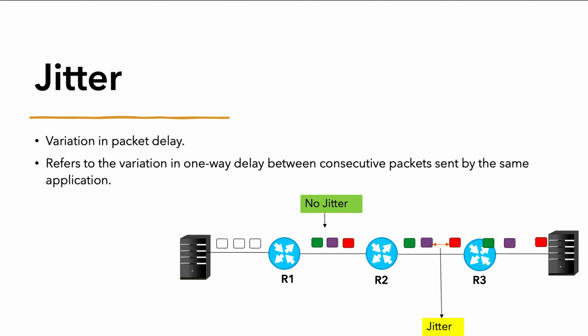However, if instead the first packet has a one-way delay of 300 milliseconds, after R2, if you see green and purple, they have 300 milliseconds, and the next packet, between red and purple, has a higher delay, for example 350 milliseconds. So between the second and third packet, that difference is called jitter.